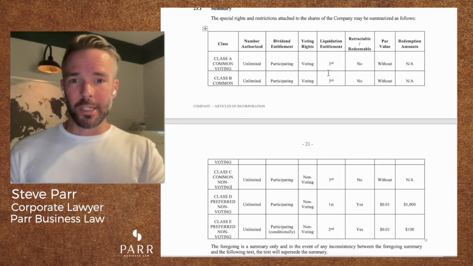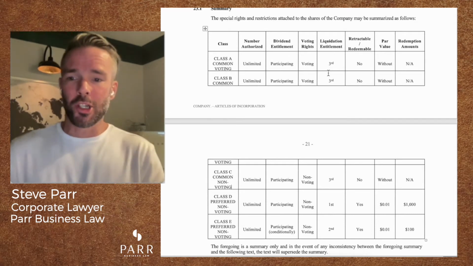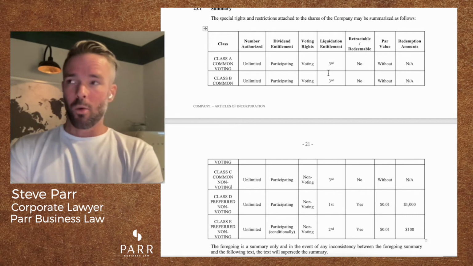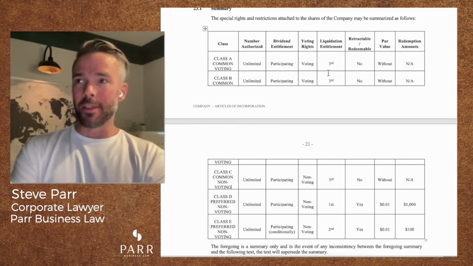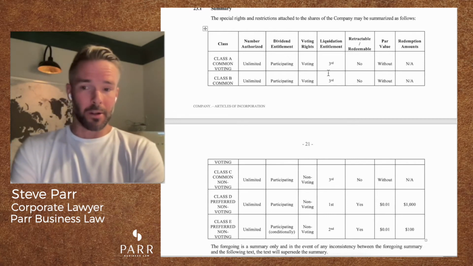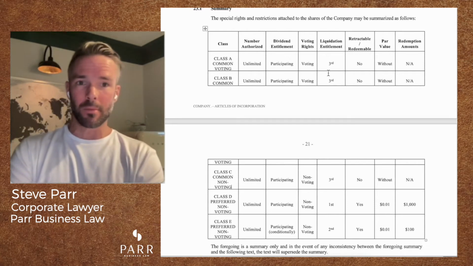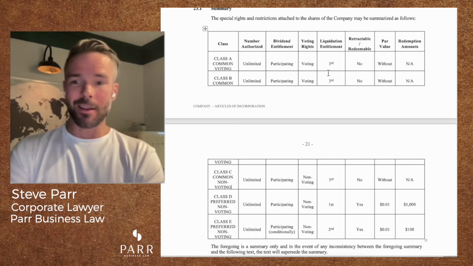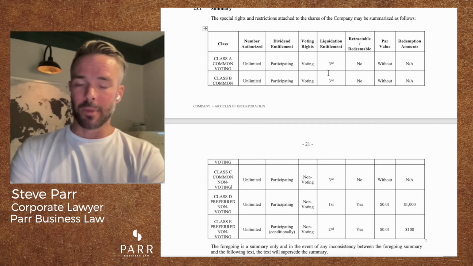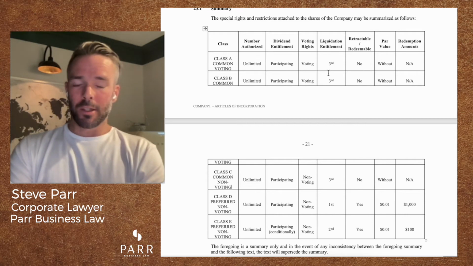Okay, liquidation entitlement. What is liquidation? Liquidation is an event. It's a wind-up event generally. So wind-up means when the company is out of business. So they're done. Say it's not going well, whatever. There's $100,000 left in the company bank account. They have 5 laptop computers. They're going to distribute it all.